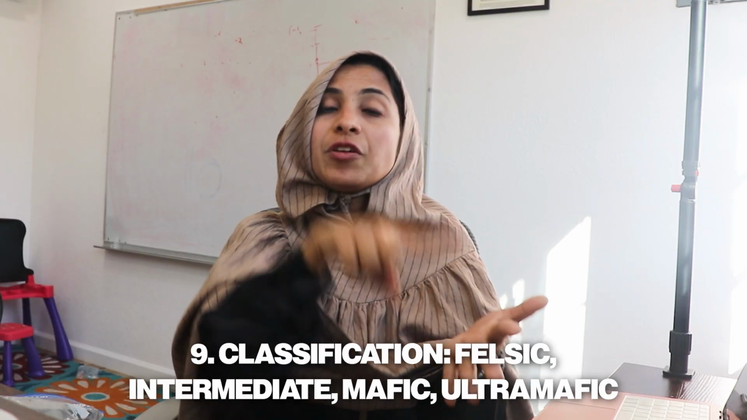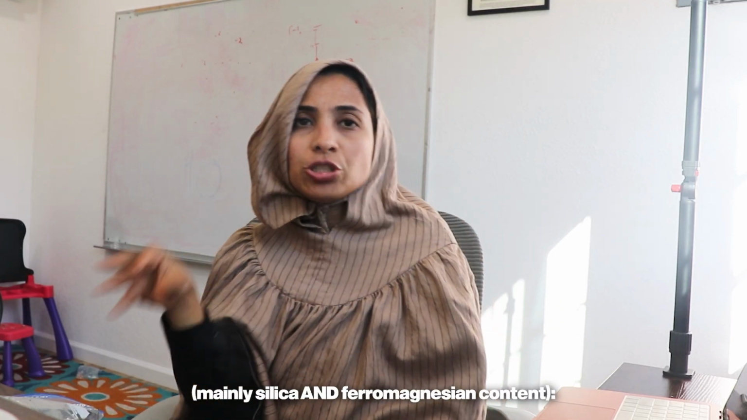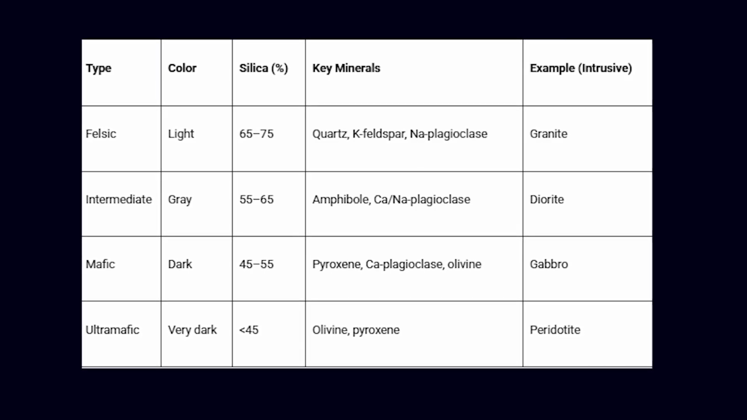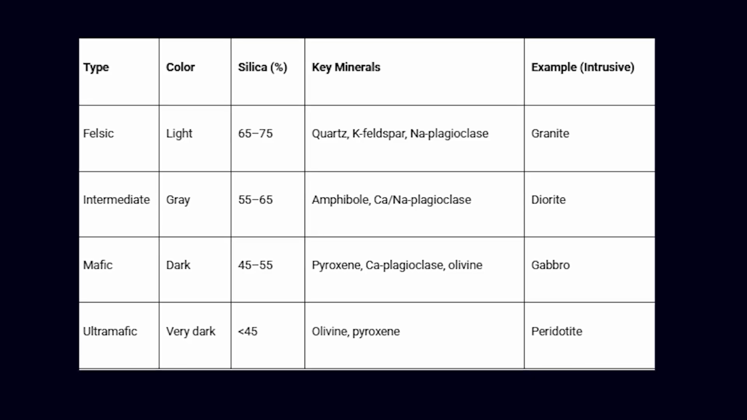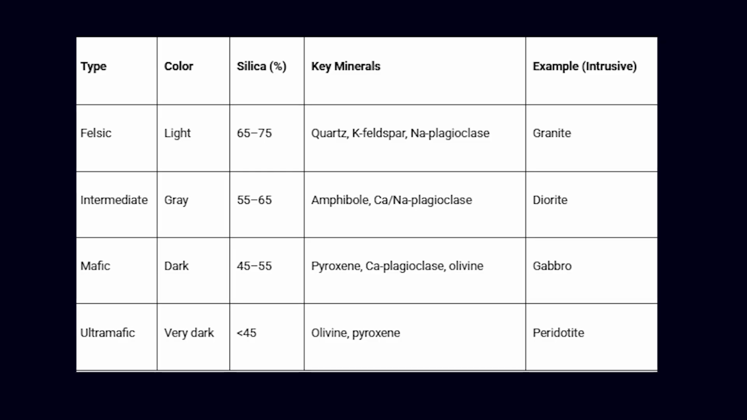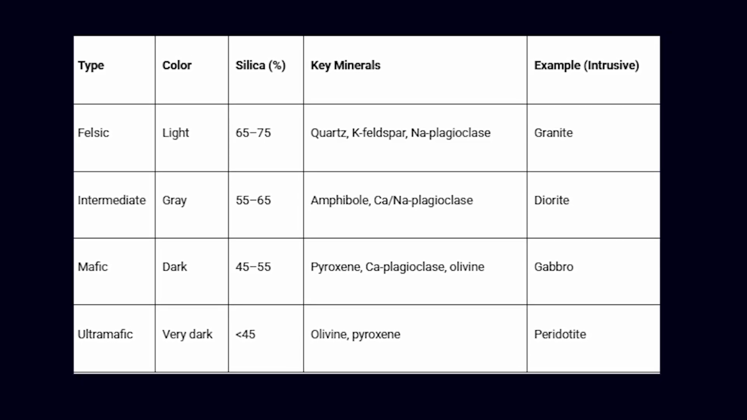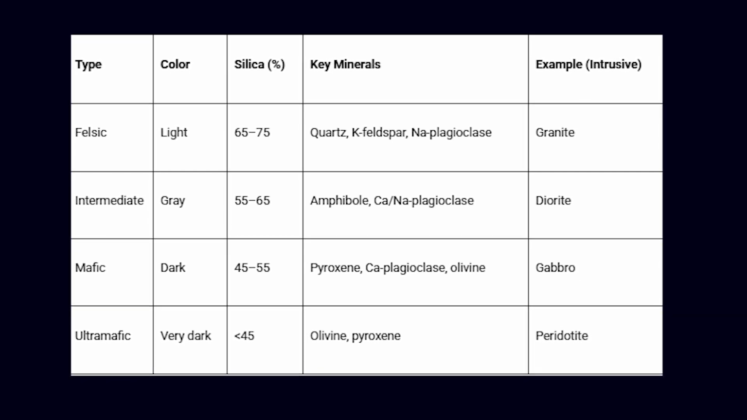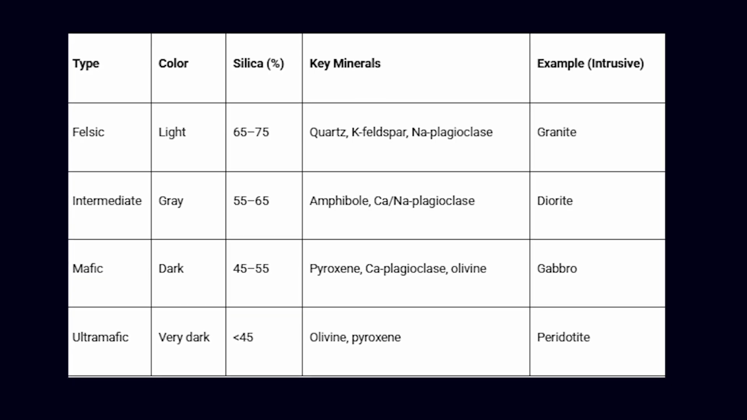Felsic, intermediate, mafic, ultramafic, based on mineralogy and chemistry, mainly silica and ferromagnesium content. Okay, so let's talk about some minerals. I'll show you a chart too. We're talking about the color, what the key minerals are, and how much silica they have. Felsic rocks have light-colored minerals with 65 to 75% silica, and contain quartz, K feldspar, and sodium plagioclase. The classic example is granite.